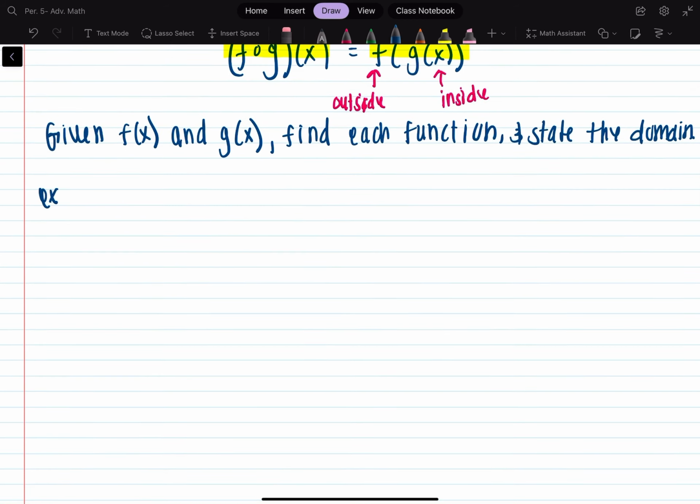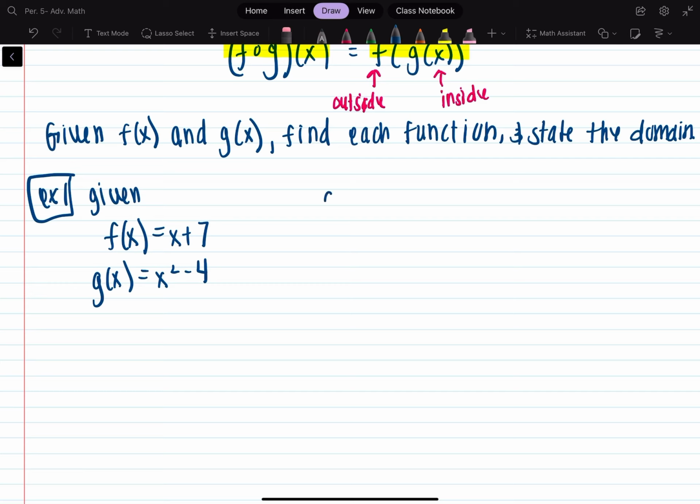Example 1. Given f of x is equal to x plus 7, and g of x is equal to x squared minus 4, we're going to first, in part A, find f of g of x. And then in part B, we're going to find g of f of x.